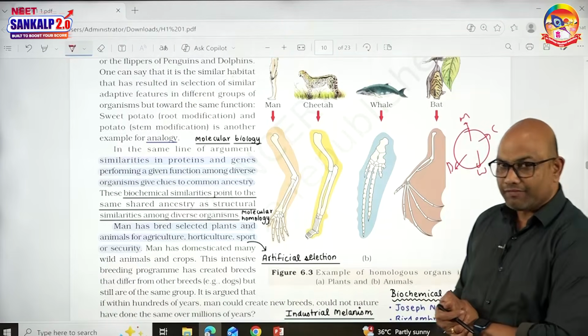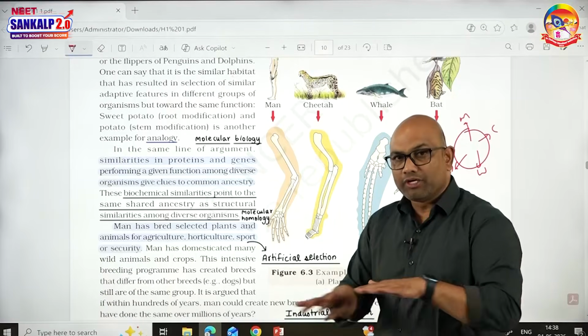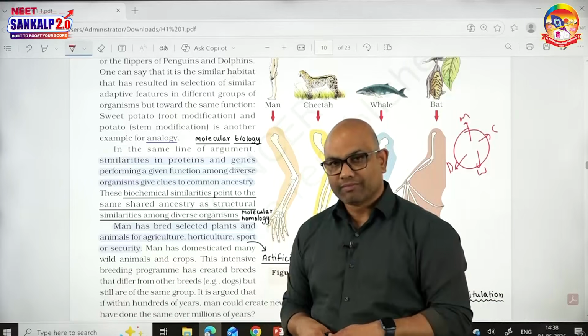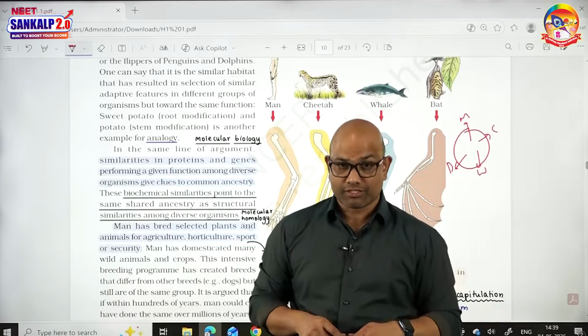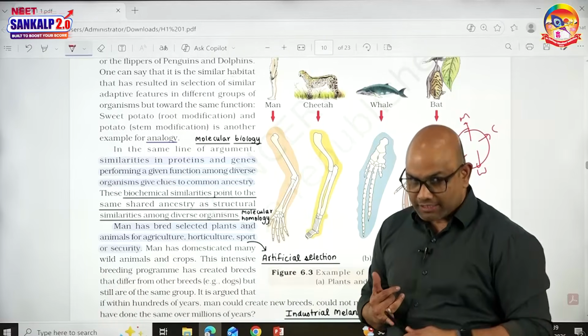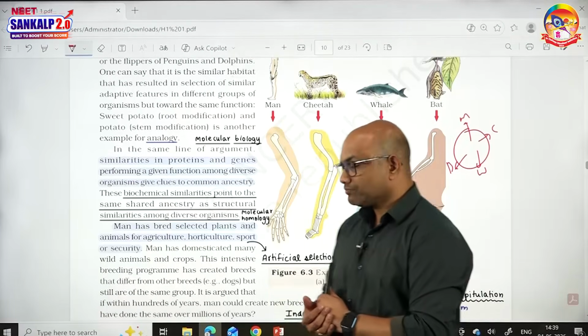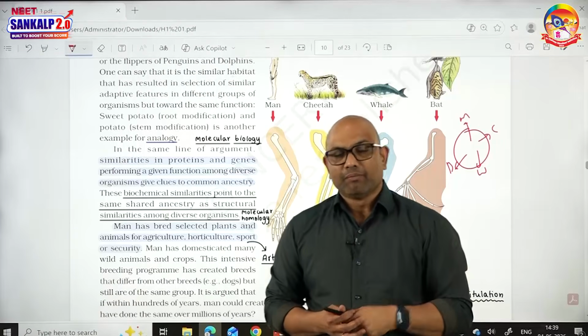Why are they showing different functions? Because from that common ancestry, they moved to different habitats for their survival. So, this is called divergent evolution, as they move apart from the common ancestry and adapt to different environmental conditions. So, homology explains common ancestry, similar anatomy but different functions.